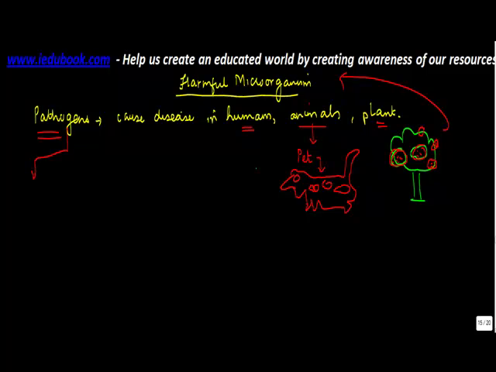Now these pathogens can be transferred to human beings by means of air, water, or food, and can also be transmitted by animals. So let's take an example for each one of them. Air.